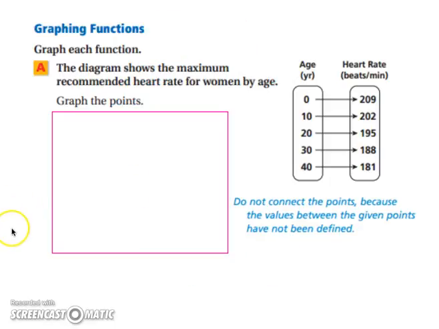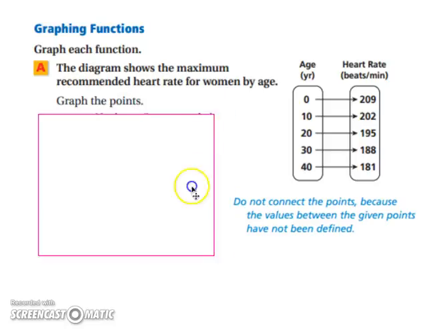Alright, let's look at an example. Graphing functions. Graph each function. The diagram shows the maximum recommended heart rate for women by age. So let's graph the points. So we have age 0, the heart rate or beats per minute should be at 209. For age 10, 202, 20, 195, 30, 188, and 40, 181.